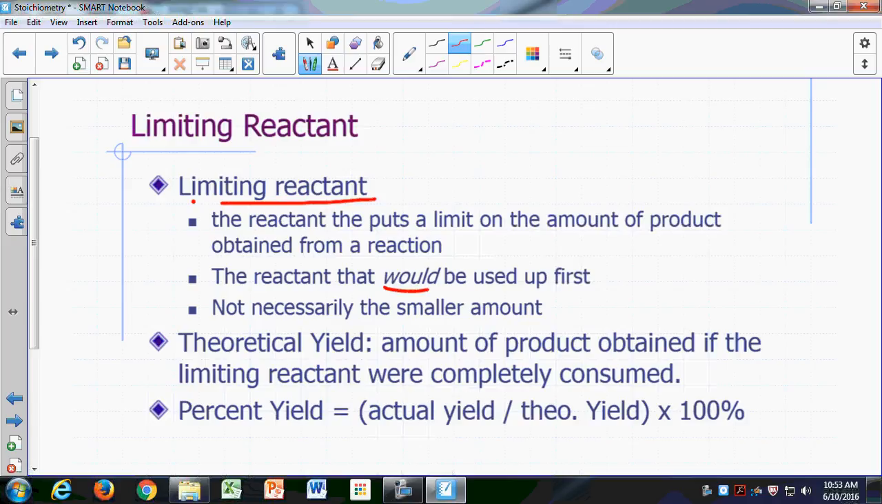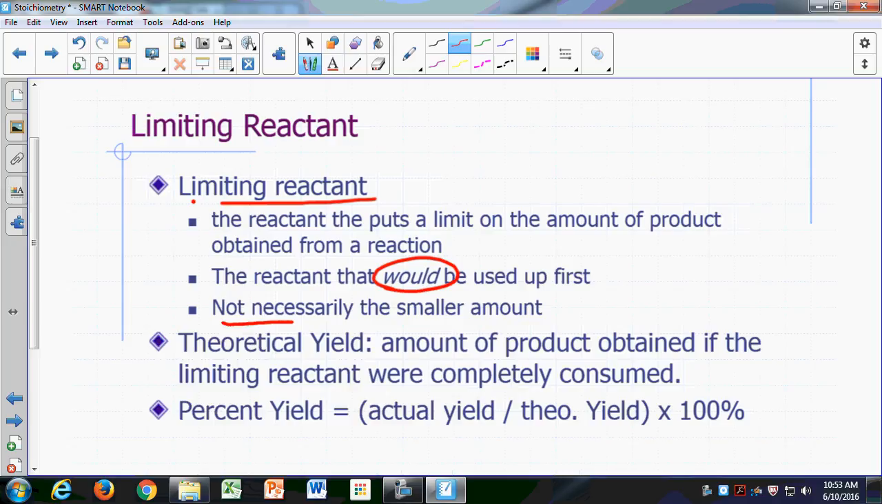That's the one that would run out first. I'm saying "would" because it's conditional. It doesn't have to run out, okay? But if the reaction will go to what we would call 100% completion, it will go all the way, then you say that the reactant that would run out first is called your limiting reactant. By the time that reactant runs out, that's it. You can't get any more product. So it puts a limit on the amount of product you can get.